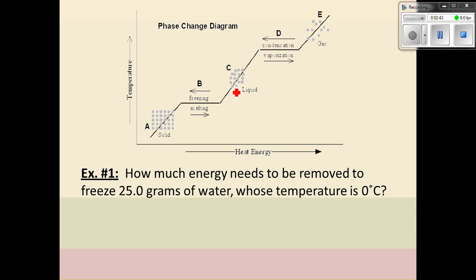Try a different one. This time, we're going to try cooling water down, getting to its temperature of 0 degrees. How much energy needs to be removed in order to take that liquid to the solid phase? So I'm going to go from the liquid to the solid phase. How much energy needs to be removed to freeze 25 grams of water? It's important that it's water, so I know I'm using the right heat of fusion, whose temperature is at 0 degrees Celsius. So again, I know my formula is Q equals the mass times the heat of fusion.